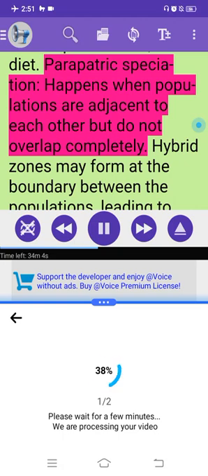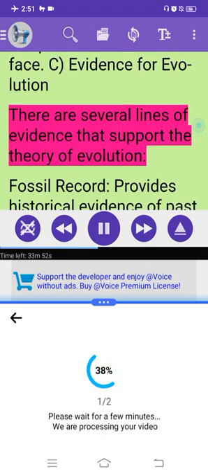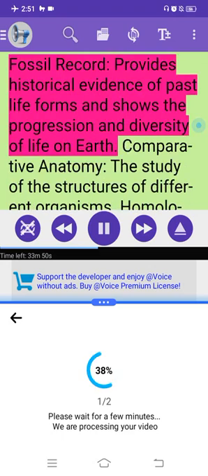Parapatric speciation happens when populations are adjacent to each other but do not overlap completely. Hybrid zones may form at the boundary between the populations, leading to speciation through selective pressures at the interface. C. Evidence for evolution. There are several lines of evidence that support the theory of evolution. Fossil record provides historical evidence of past life forms and shows the progression and diversity of life on Earth.